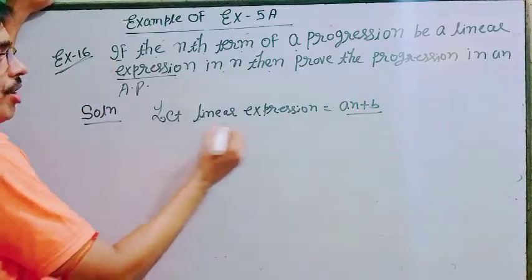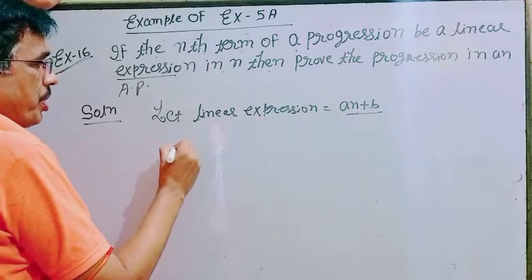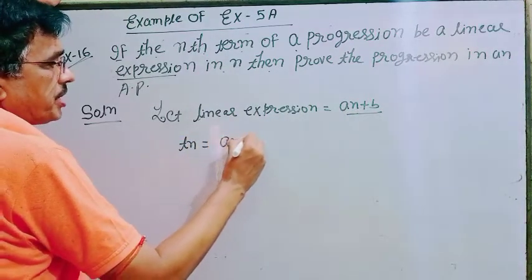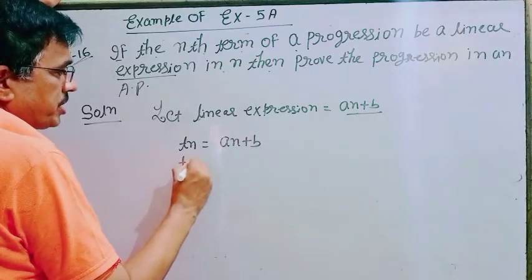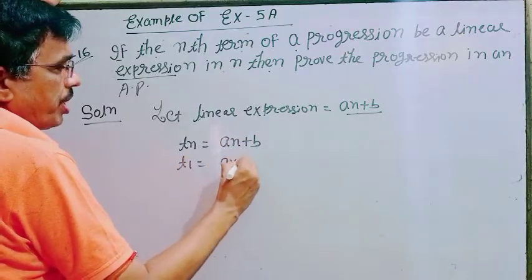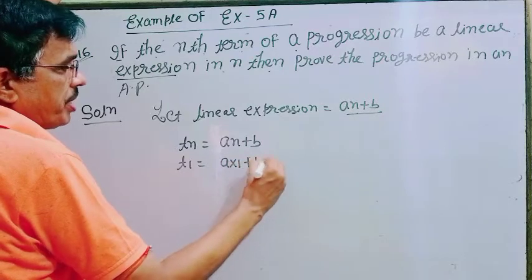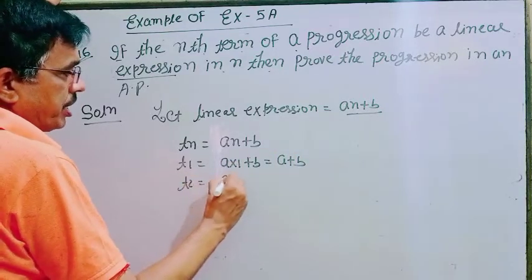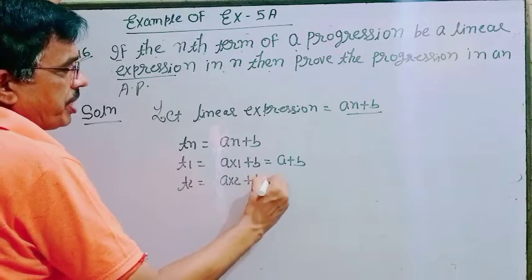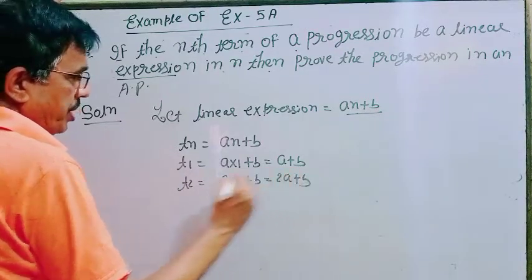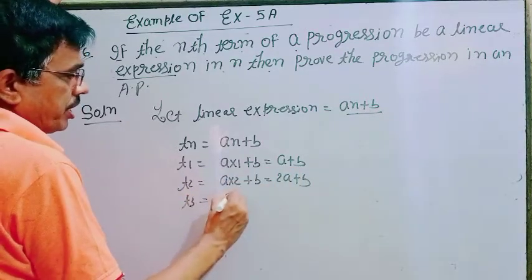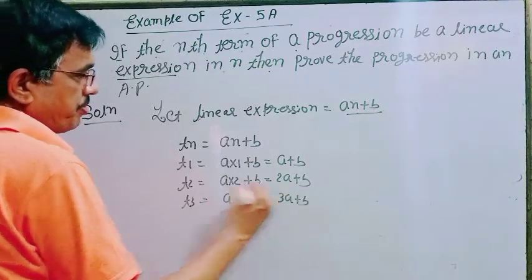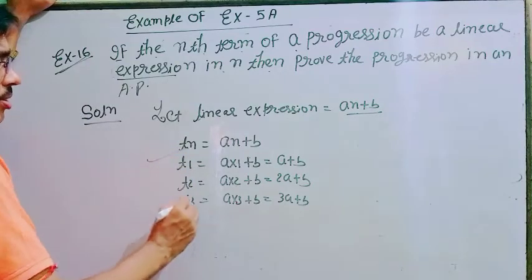It is clear how you prove that it is in AP. So write, if your Tn term is an plus b, then what is your first term? It is equal to a into 1 plus b, that is a plus b. What is the second term? That is a into 2 plus b, that is 2a plus b. What is the third term? That is a into 3 plus b, that is 3a plus b.